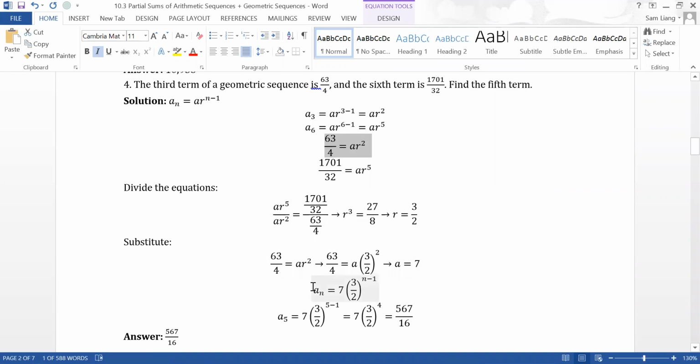And then from here, we get our formula for any term in this geometric sequence. So a sub n is equal to 7 times 3 over 2 to the power of n minus 1. We need to find the fifth term, so plug in 5 for n. You get 7 times 3 over 2 to the power of 5 minus 1, which is 7 times 3 over 2 to the fourth. From there, you can solve the fifth term, and that's going to be 567 over 16.